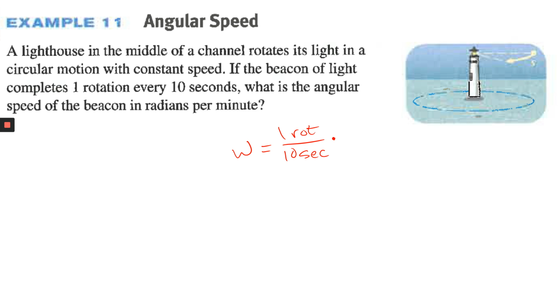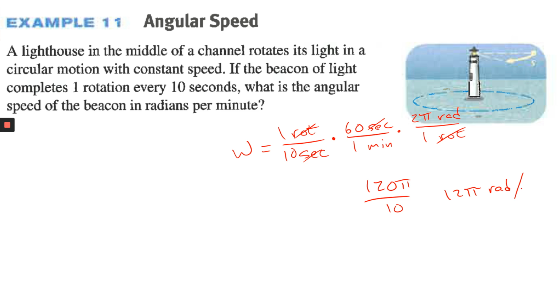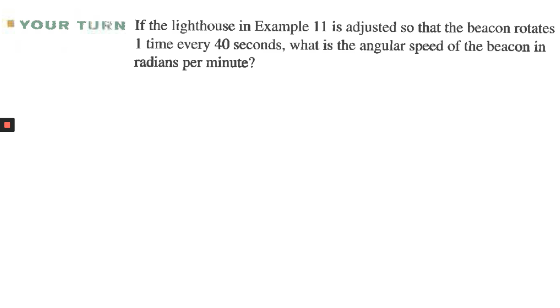If we want this in radians per minute, I'm just recording a video. We're going to say there are 60 seconds in 1 minute. And there are 2 pi radians in 1 rotation. Cancel, cancel, and cancel, cancel. And so we'll have 120 pi over 10. And so we'll say 12 pi. And we have radians per minute. Your turn.